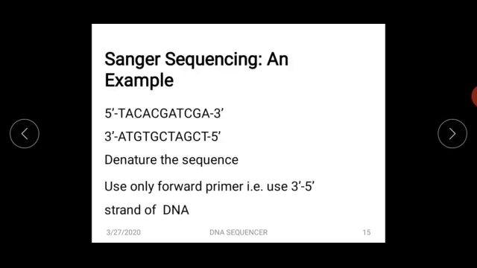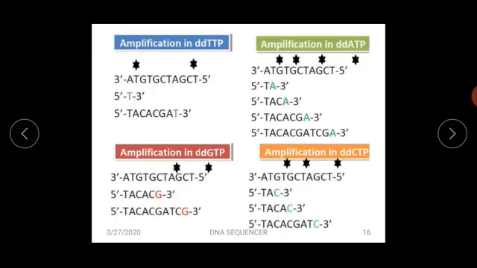This is an example of Sanger sequencing. There are 5' to 3' end sequences. The sequences are denatured, and the forward primer is used, that is 3' to 5' of the DNA. Once you add the ddNTPs, for example for thymine, when ddTTP is added, the sequence gets terminated at the T point. If ddATPs are added, the chain gets terminated at the 3' end of A.